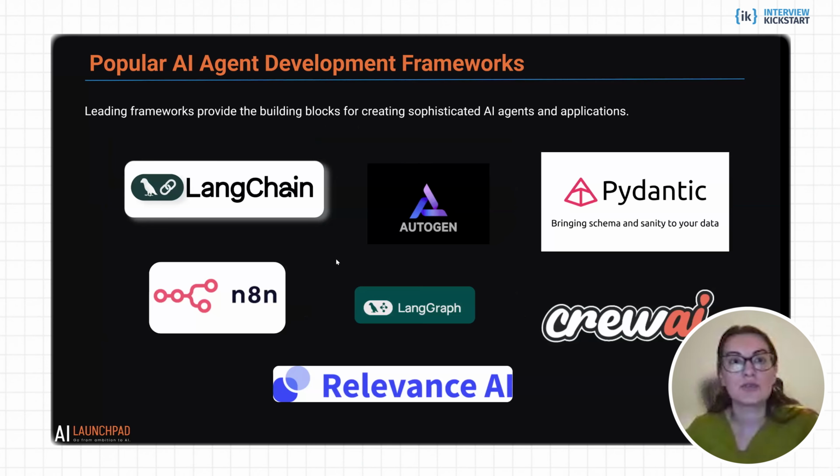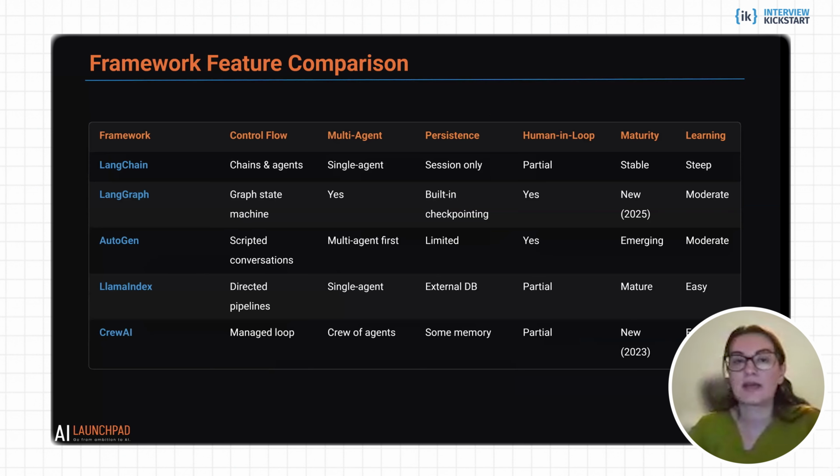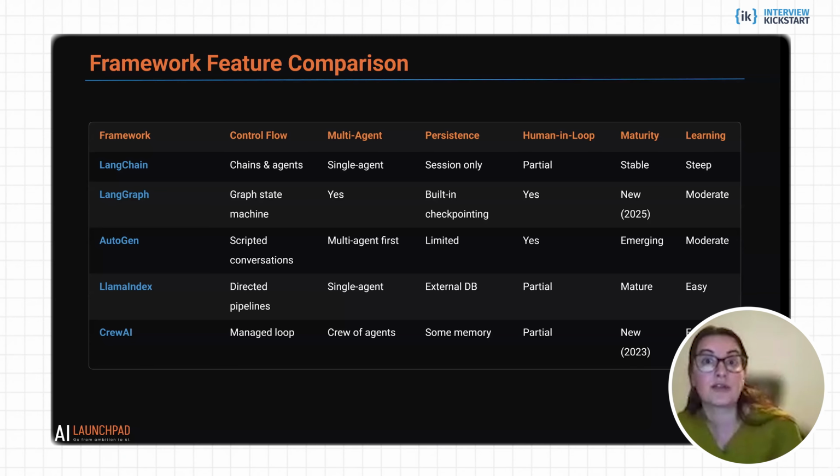Quick introduction to the different frameworks. We have LangChain, N8N, LangGraph. And just a quick overview, LangChain is the oldest and most popular. It's basically based on chaining different agents in an ecosystem. It is really good when you want fine-grained control, you want to define custom chains, prompt templates, memory buffers.